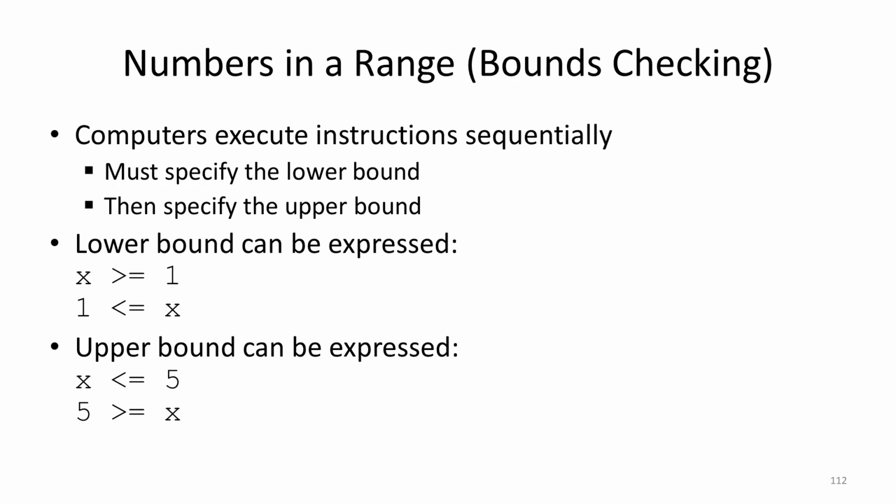Computers execute instructions sequentially. So when you have to do some number comparisons, you should think of it as one comparison at a time. We must specify the lower bound, then we must specify the upper bound. And because we just went through compound conditions, we need some way to combine those two things. To express the lower bound, it can be like this: x greater than or equal to 1, or it can be expressed as 1 less than or equal to x. Both of those things mean the same thing. To express the upper bound, you could do x less than or equal to 5, or 5 greater than or equal to x.